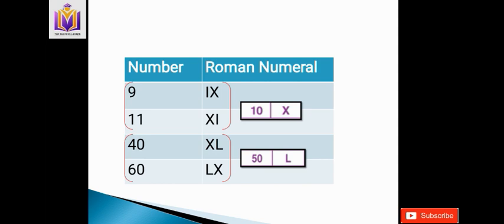Similarly, for 50 we have the symbol L. X stands for 10. If I write X on the left-hand side, the smaller number is on the left side, which means we will subtract. So 50 minus 10 becomes 40. And if I write X on the right-hand side, we will add. So 50 plus 10 becomes 60.